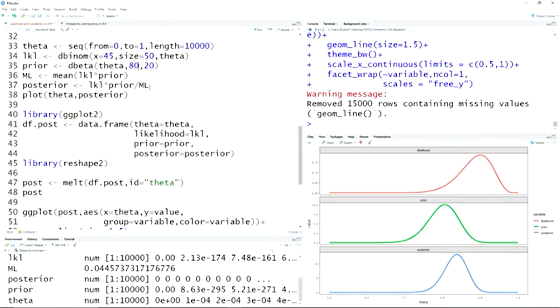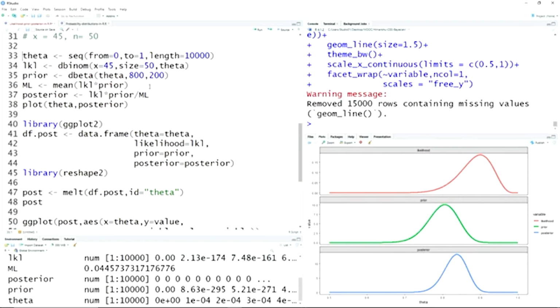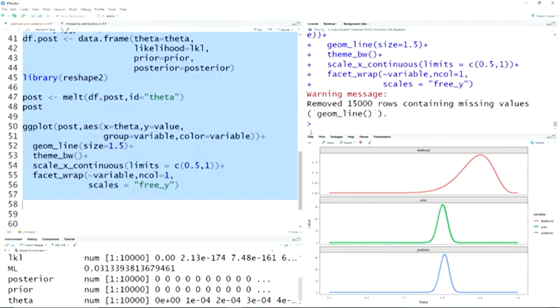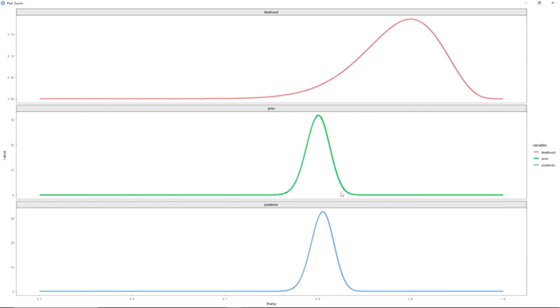Let's say if you make it 800, 200, what will happen now? So prior is even more informative now. And let us see what happens to the posterior. See, your prior says that the value of theta is strictly between, let's say, 0.78 and 0.82. That's a very strict, very informative prior. It contains a lot of information. There is very little uncertainty about the true value of theta compared to the likelihood. That's why the posterior looks very much like the prior.